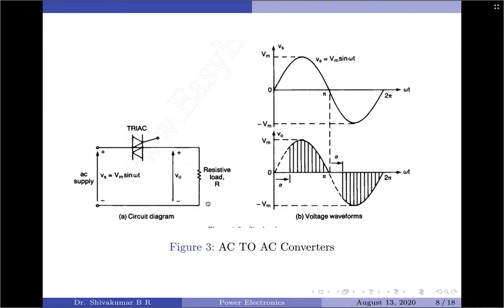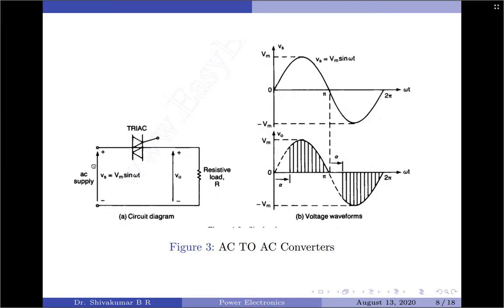Let us look at a simple circuit that converts AC to AC. Here we have taken an example of a triac. Triac, as we know, is a bidirectional current carrying device. So it will conduct in both positive as well as negative half cycle of the input supply. The supply once again is AC here, and the output is also AC. It's an AC to AC converter. Now let us see what happens.